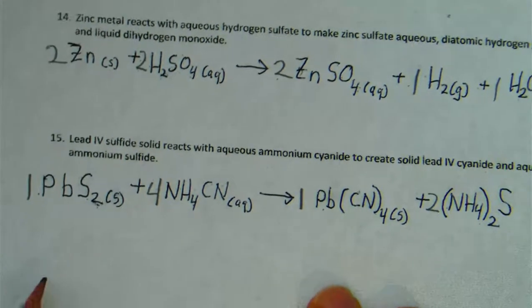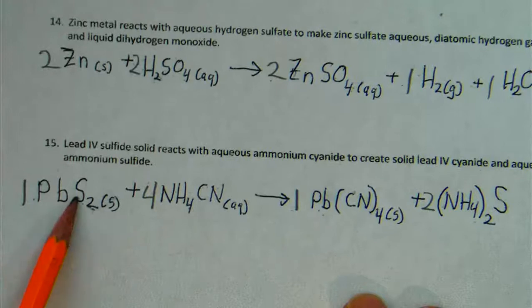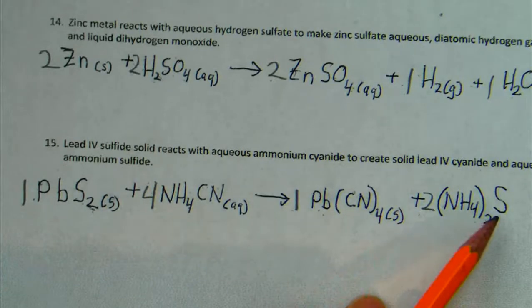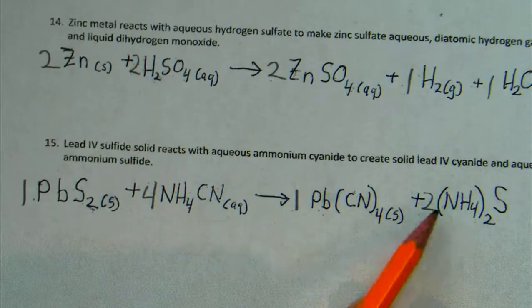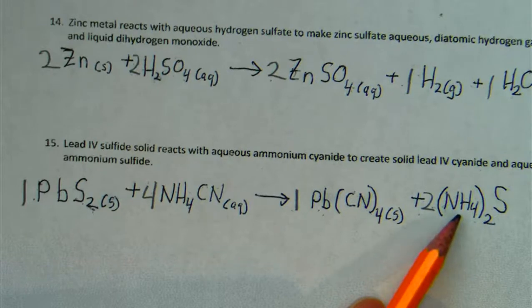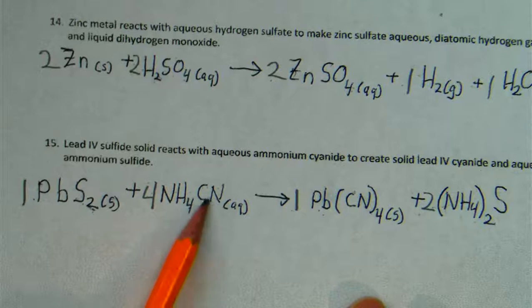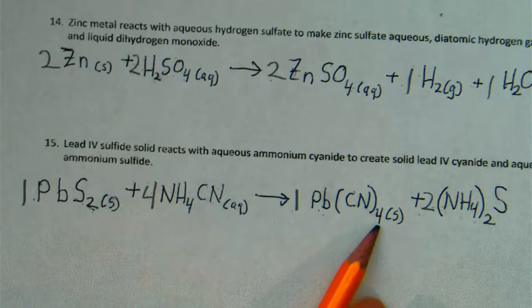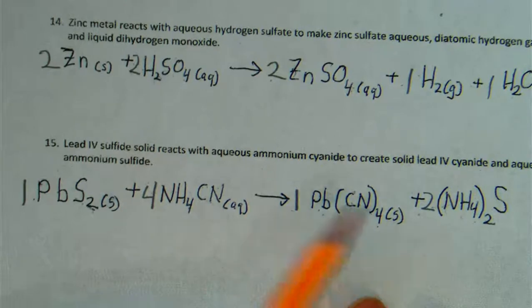Let's do a final check. 1 lead on the left, 1 lead on the right. 2 sulfurs on the left, 2 sulfurs on the right. 4 ammonium polyatomic cations on the left. 2 times 2 is 4 ammonium polyatomic cations on the right. 4 cyanide polyatomic anions on the left. 4 cyanide polyatomic anions on the right. This chemical reaction is now balanced.